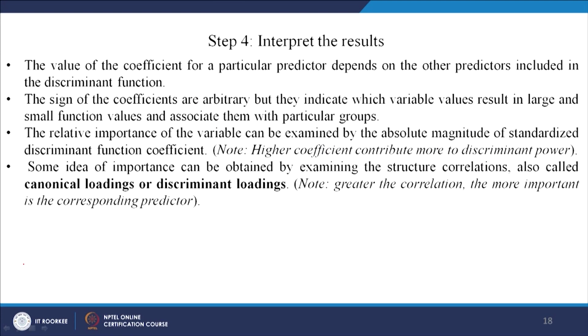The fourth step is to interpret the results, right. So, the value of the coefficient for a particular predictor variable. Whatever coefficients you have, x1, x2, so this b1, b2, we are talking about this, right. The value of the coefficient for a particular predictor depends on the other predictors included in the discriminant function. So, they are somewhere related. The sign of the coefficients is arbitrary, but they indicate which values result in large and small function values and associate them with the particular groups.